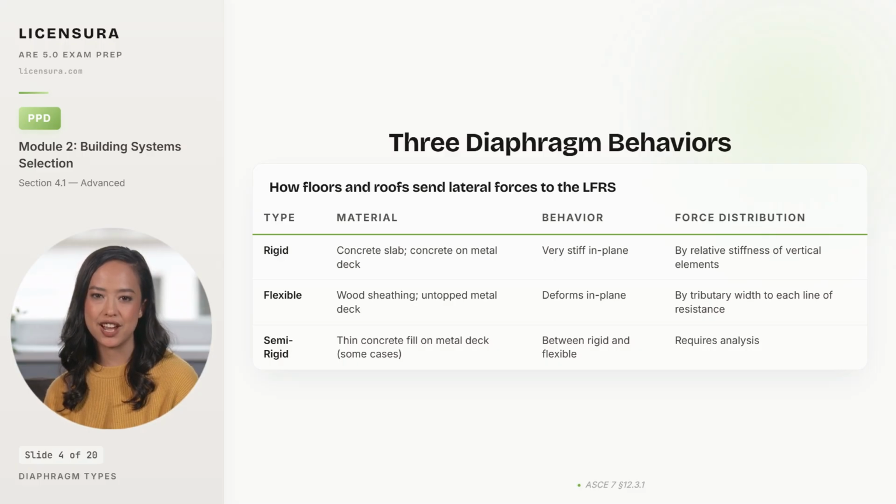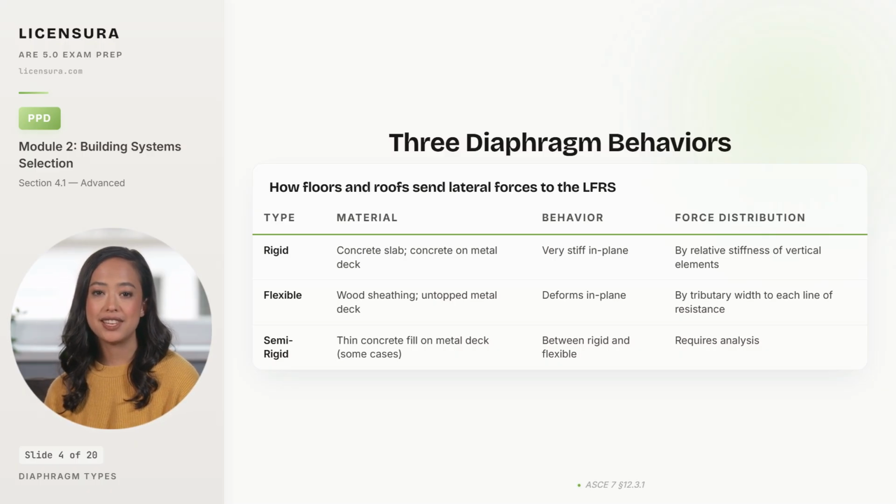A semi-rigid diaphragm sits between the two. Thin concrete fill on metal deck is the classic example, and it requires explicit analysis to determine which way the forces actually flow. Architectural consequence: if you cut a large atrium opening through a rigid diaphragm, you have just disrupted the load path, and the structural engineer will need to add a chord, a collector, or both to carry forces around the opening.